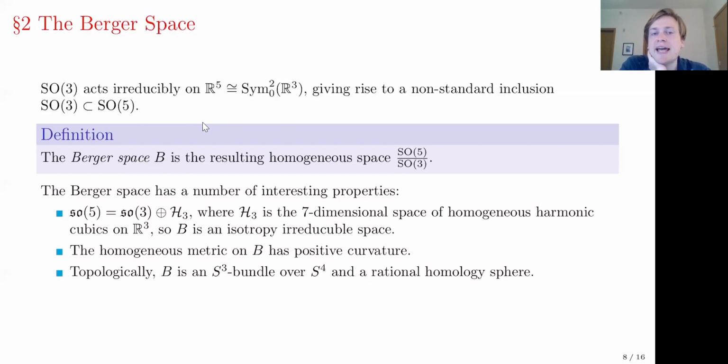And topologically, B is a pretty interesting space as well. It turns out that, like S^7, B actually turns out to be an S^3 bundle over S^4. Okay, but B is not diffeomorphic or homeomorphic to S^7, but it is a rational homology sphere. So its homology over Q is the same as the homology over Q of S^7. So in some sense, B looks a little bit like S^7 in some ways.